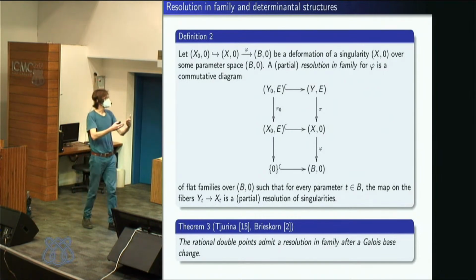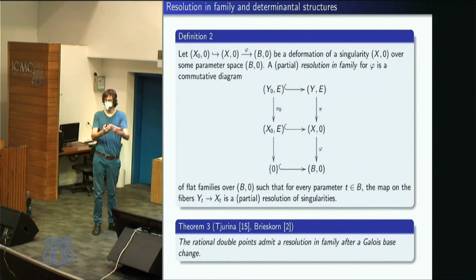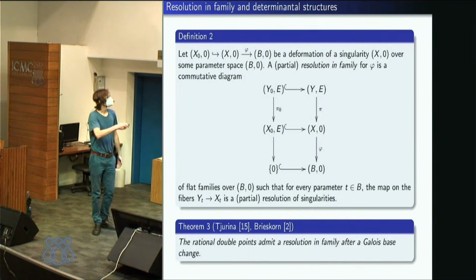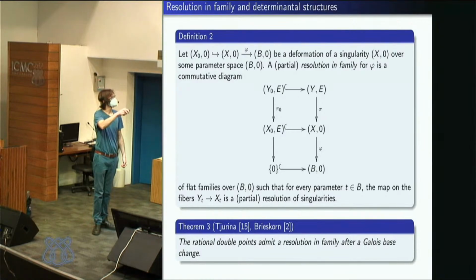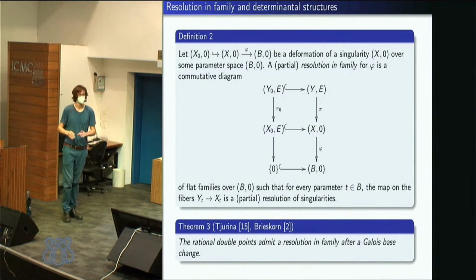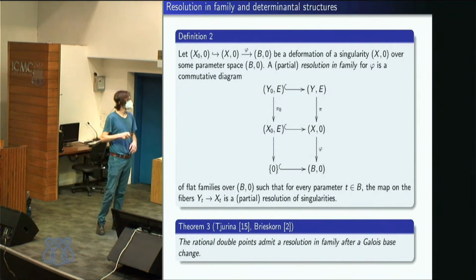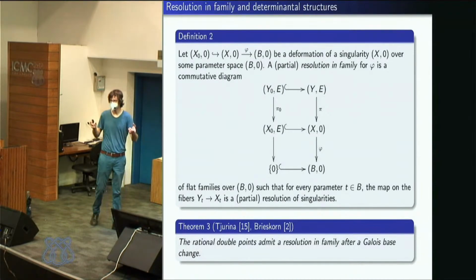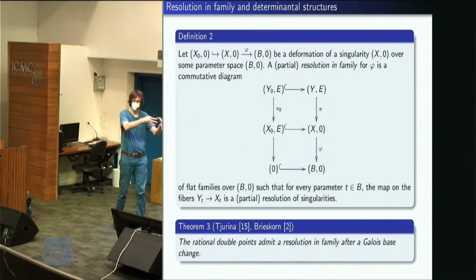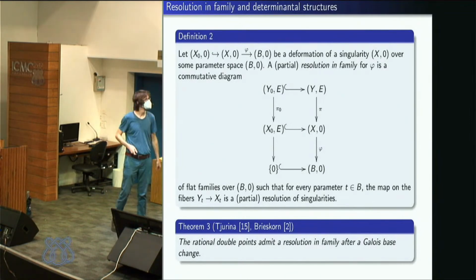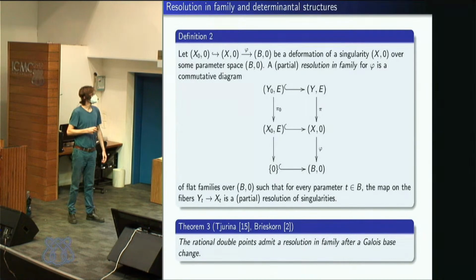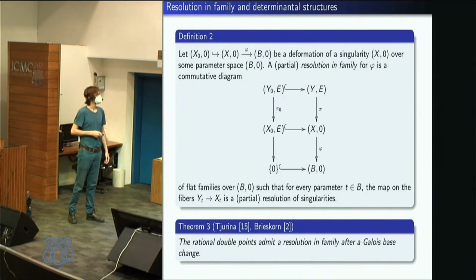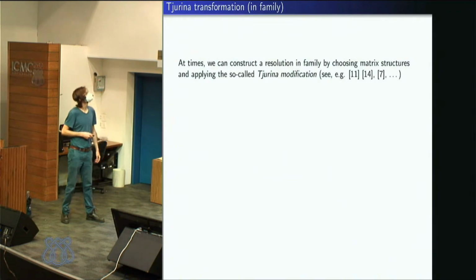But they admit a resolution in family, not for the semi-universal deformation of the singularity, right? So in the lower square, you could hope that you can take the semi-universal deformation of your ADE singularity and then just put something on top straight away. This does not work. What you have to do is a so-called Galois base change, which is just another word for the branched covering that we saw in the early example. So this is known for surfaces, that such a resolution in family exists after Galois base change.